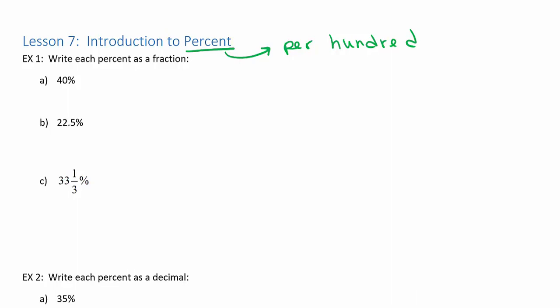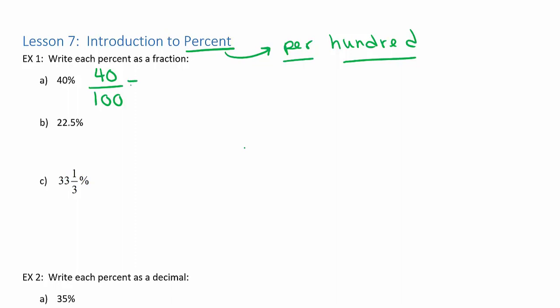Today we're going to talk about percent problems. And first of all, that word percent actually means per 100. So every single percentage you see can actually be written as a fraction. 40% actually means 40 over 100. Now we always reduce our fractions.